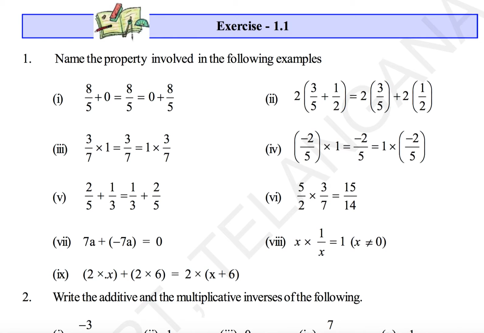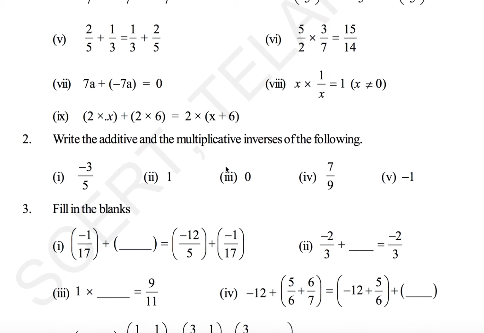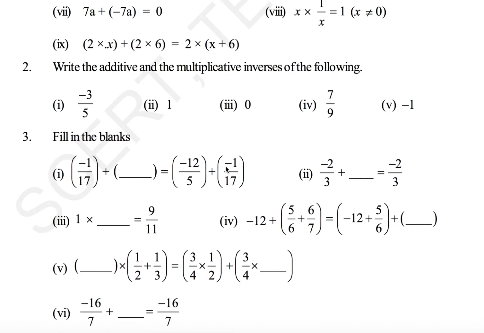This is where we stopped in the last session. Exercise 1.1. Name the property involved in the following examples. The properties you are well aware of, right? So you can name those properties. Write the additive and multiplicative inverse of the following.